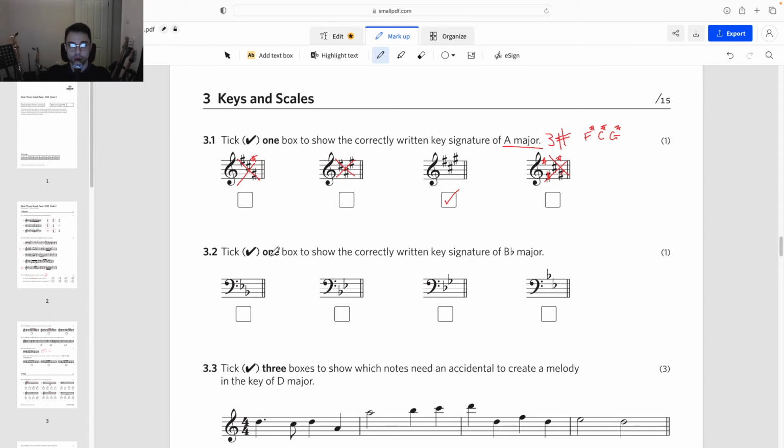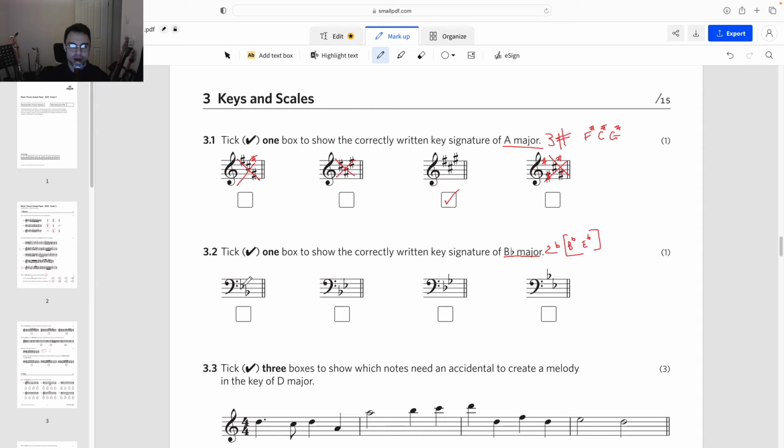3.2. Tick one box to show the correctly written key signature of B flat major. Right, so how many flats are there in the key signature of B flat major? There are 2 flats. And what flats are they? Well, the first one's B flat. Second one is E flat. Battle ends and down goes Charles's father. That's the rhyme that I learnt. So those are our first 2 flats that we need to find, B flat and E flat.